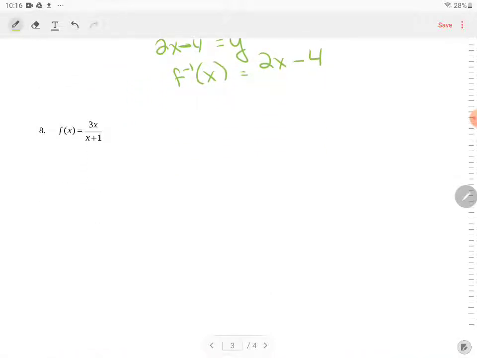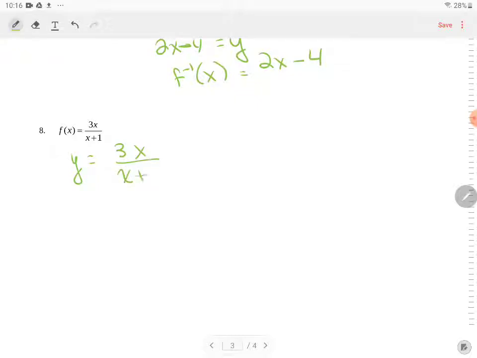Now, number 8 will be similar. Y is equal to 3x over x plus 1. Notice this is a rewrite. I haven't switched x and y yet. On the homework, I would just suggest that you write the problem with y. I wouldn't copy it with the f of x because we have to switch it to y anyway.